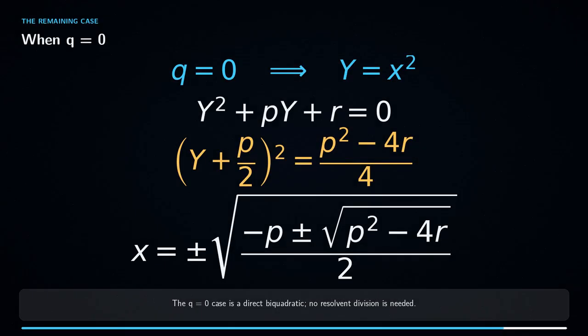If q is 0, the quartic is already biquadratic, and the expression q over i should be avoided. Set capital Y equal to x squared. Complete the square in Y, then take square roots. This gives x equals plus or minus the square root of negative p plus or minus square root of p squared minus 4r, all over 2.